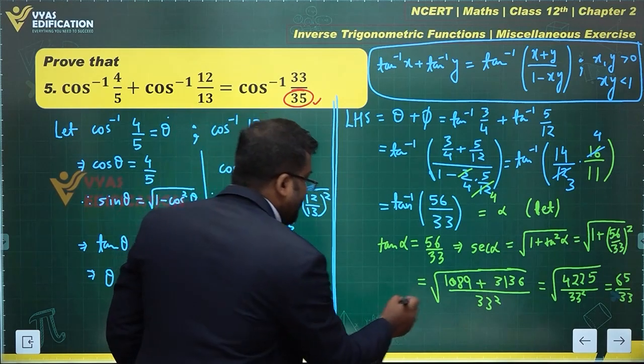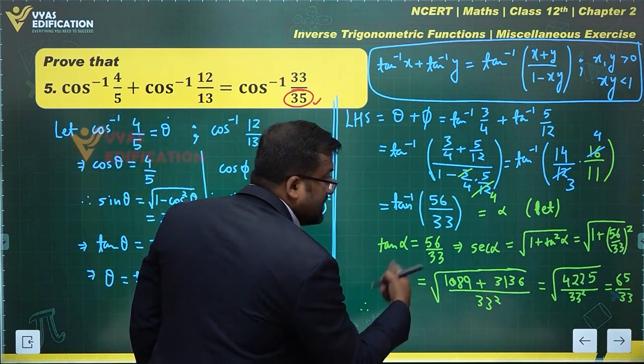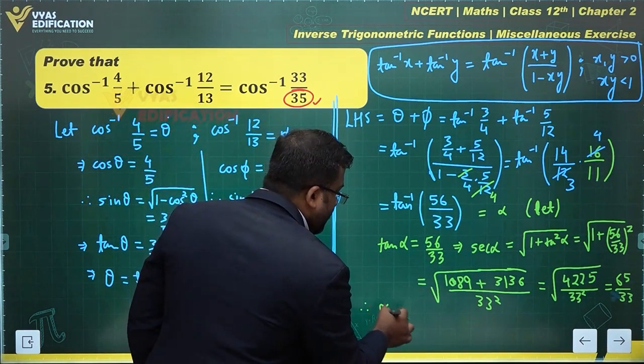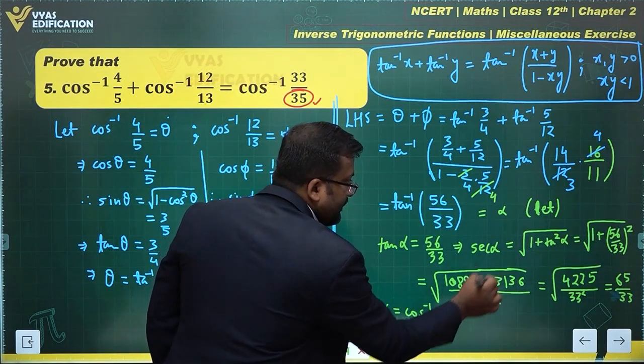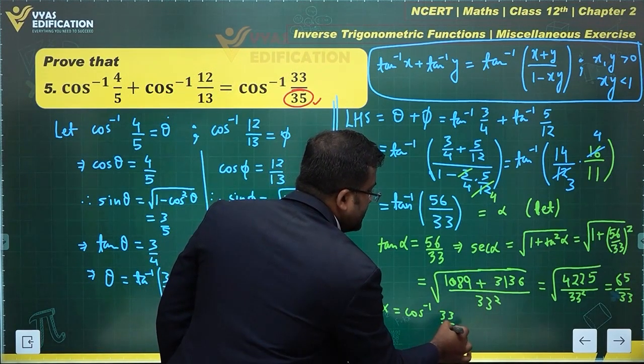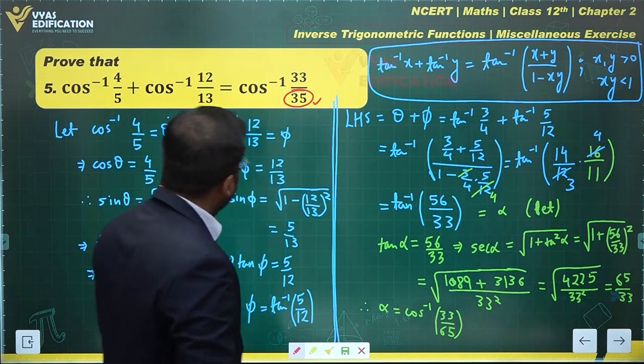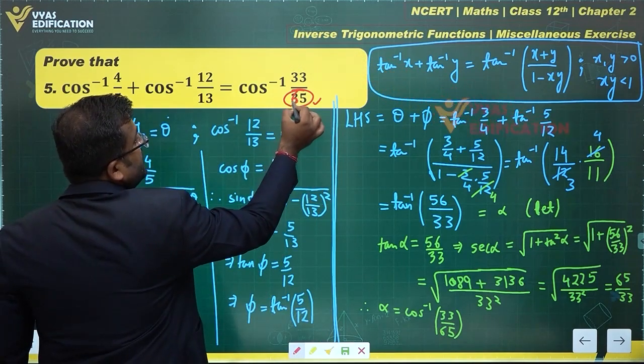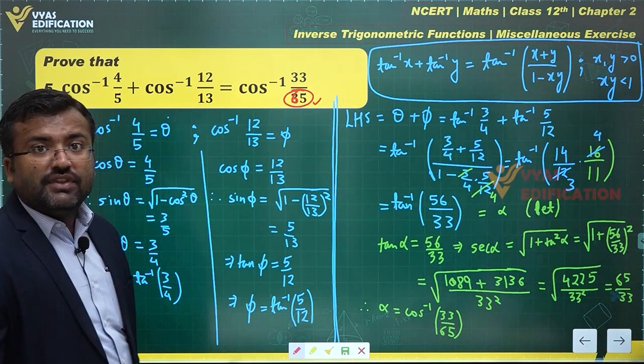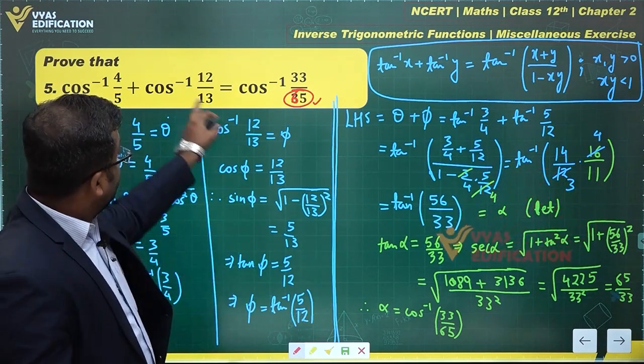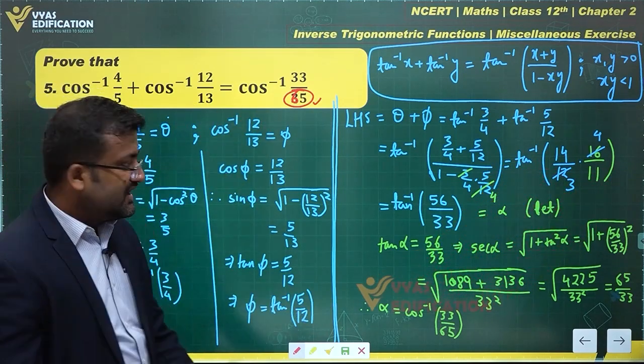Therefore, cos alpha becomes the reciprocal of this, or alpha becomes equal to cos inverse of 33 upon 65. And yes, that was the correction that I was looking at. This is not 35, this is actually 65 over here. Okay. We had to prove this equal to this, 33 upon 65.